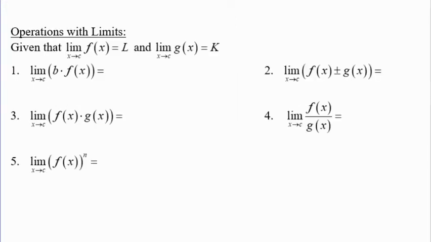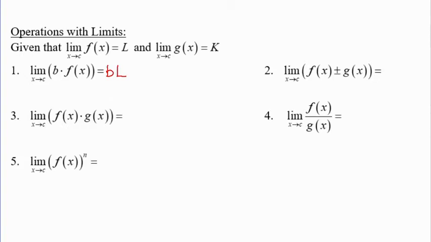Lastly, we need to look at a couple properties of limits. We're going to assume that the limit as x approaches c of f of x is L, and that the limit as x approaches c of g of x is k. If we're trying to find the limit as x approaches c of b times f of x, so some number times f of x, then that limit will just be b times whatever the limit of f of x was, which in this case is L.